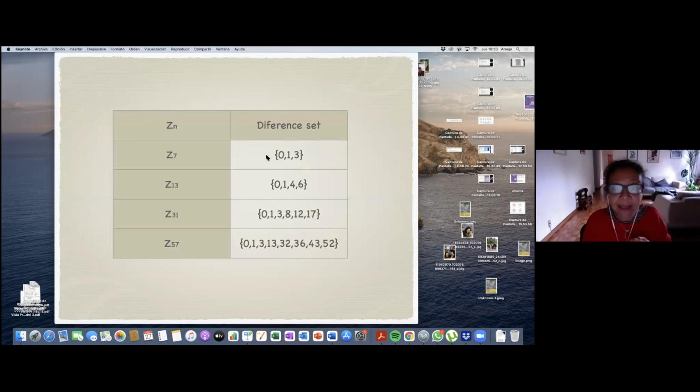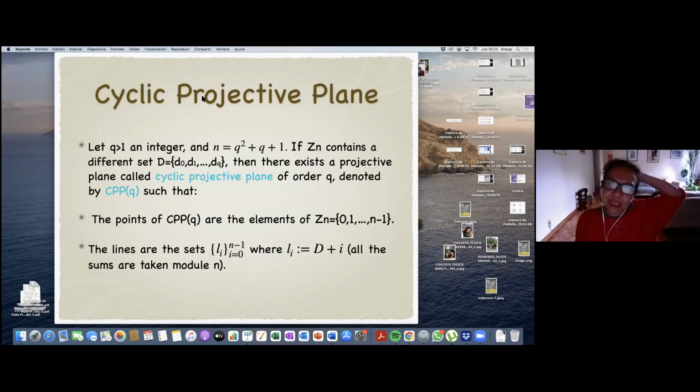Okay. This is a difference set of Z_7. This is a difference set of Z_13. This is a difference set of Z_31, and so on. Okay. With this, we construct a cyclic projective plane that we will use to color the circulant graphs. You have a cyclic projective plane of order q, denoted with this strange notation that I use for this talk. You have a set of elements, and the lines are sets given by the difference sets. Okay, let me show the example.